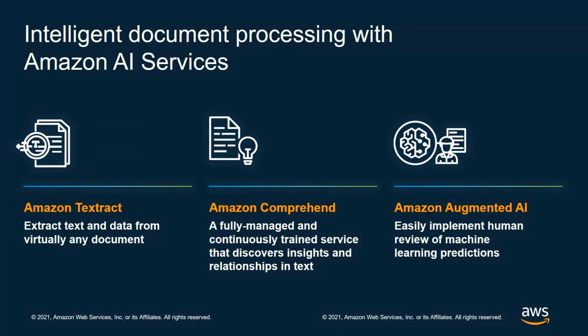And finally, we have Amazon A2I, or Amazon Augmented AI, which is a human-in-the-loop service that allows you to pull in a human to review any of the output from Textract or Comprehend.